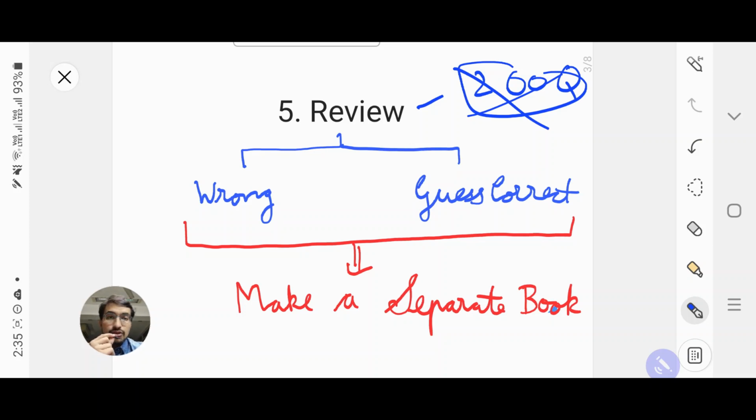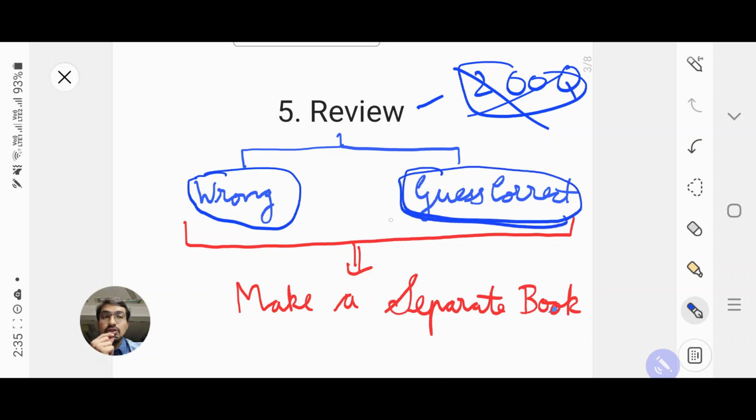So that's why you have to make sure that you review these two sets of questions. One is the wrong ones which you have got, and the second and most important, like I told you, the guess-correct ones, the tukke which you had put. These are the ones you need to review, only and only these.